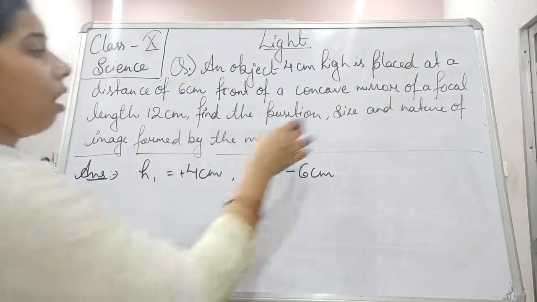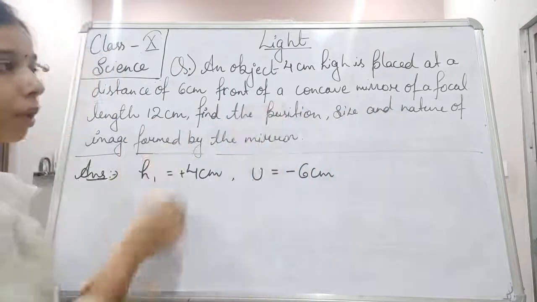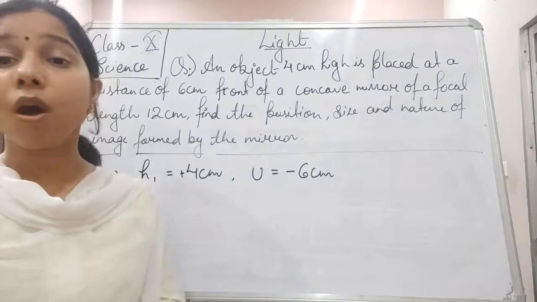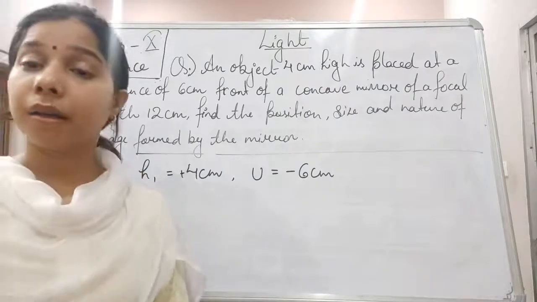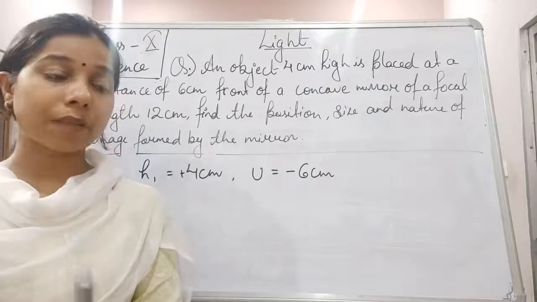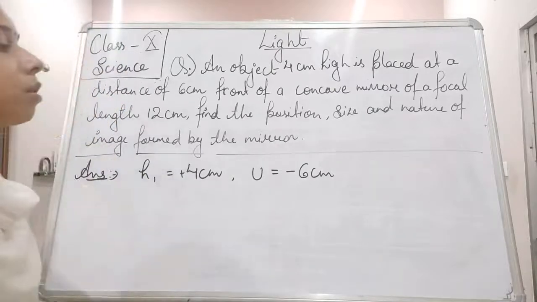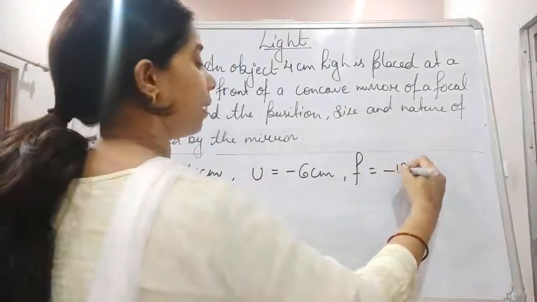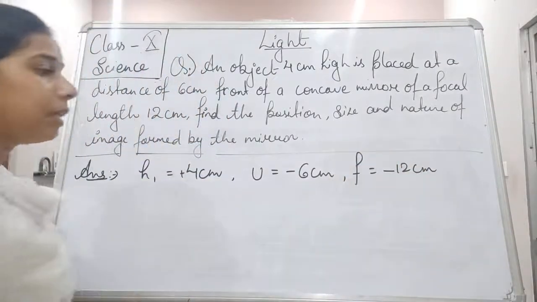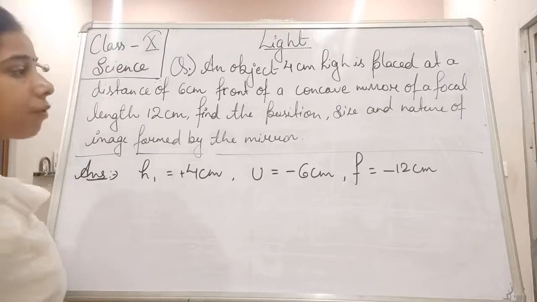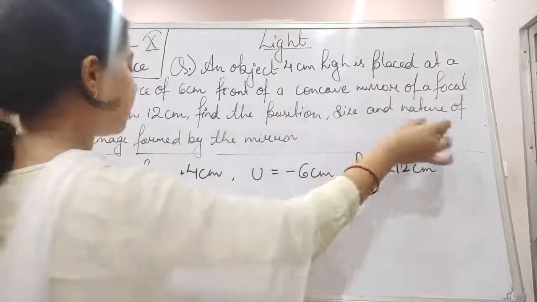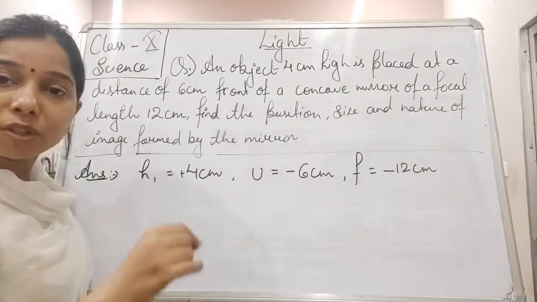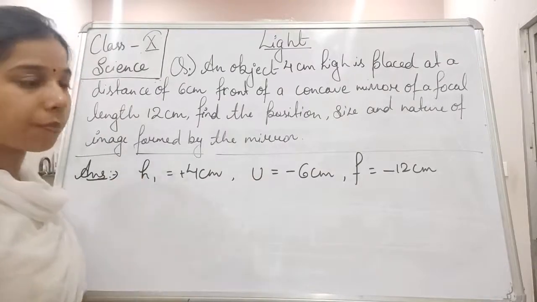Then the focal length is 12 centimeter. Obviously in case of a concave mirror, the focal length is in front, which means it is at the left side of the mirror. So the focal length is also negative. Here it will be minus 12 centimeter. Now these things are given. What are the things that we have to find? The position, size and nature of the image formed by the mirror.